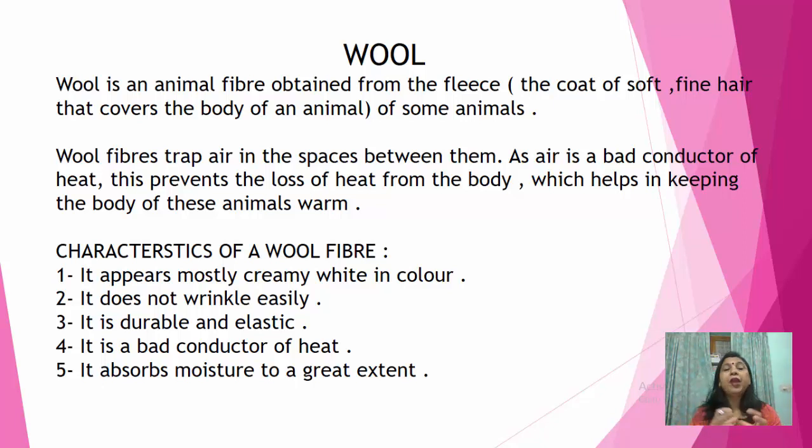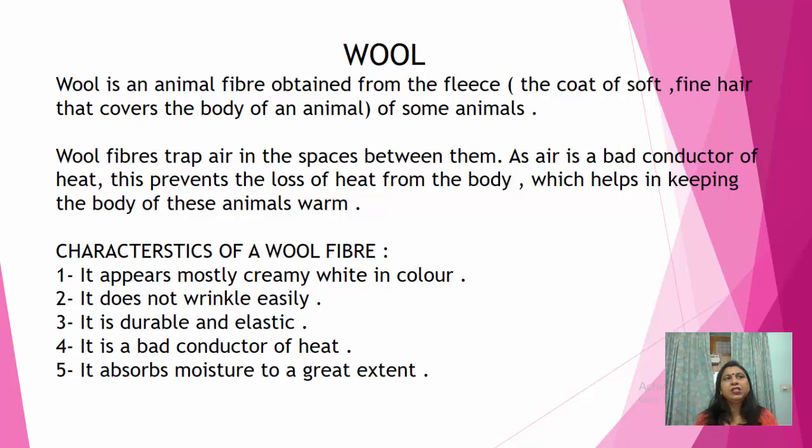Now, wool fiber traps air in the spaces between them. Between wool fibers, there are spaces in which air is filled. उसमें क्या भरी हुई होती है? हवा. And we know air is a bad conductor of heat. Bad conductor of heat means it doesn't allow the heat of our body to come out. That is, this prevents the loss of heat from the body, which helps in keeping the body of these animals warm.